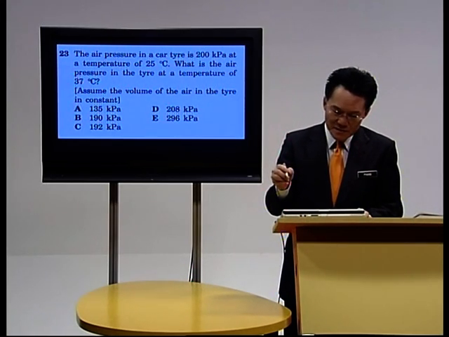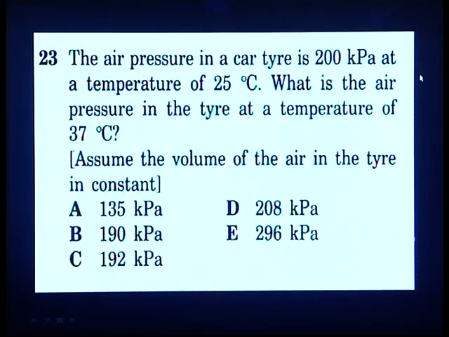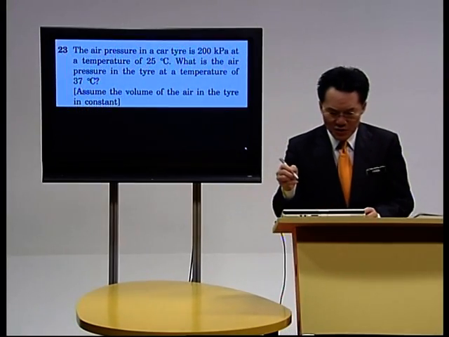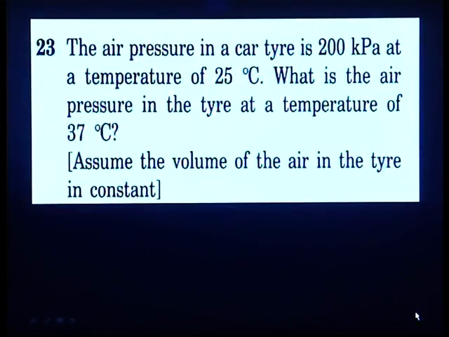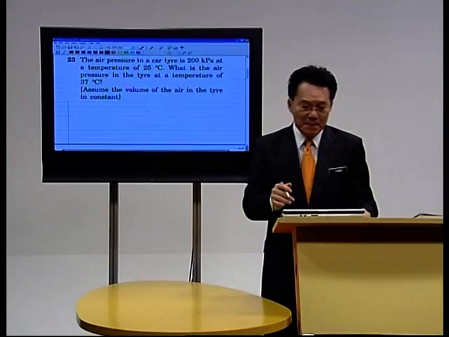2006. The air pressure in a car tire is 200 kilopascal at a temperature of 25 degrees Celsius. What is the air pressure in the tire at a temperature of 37 degrees Celsius? Assume that the volume of the air in the tire is constant. Sorry about the typing error there. Alright, now, let us take a look. This is the question. So I'm going to work it out with you step by step.